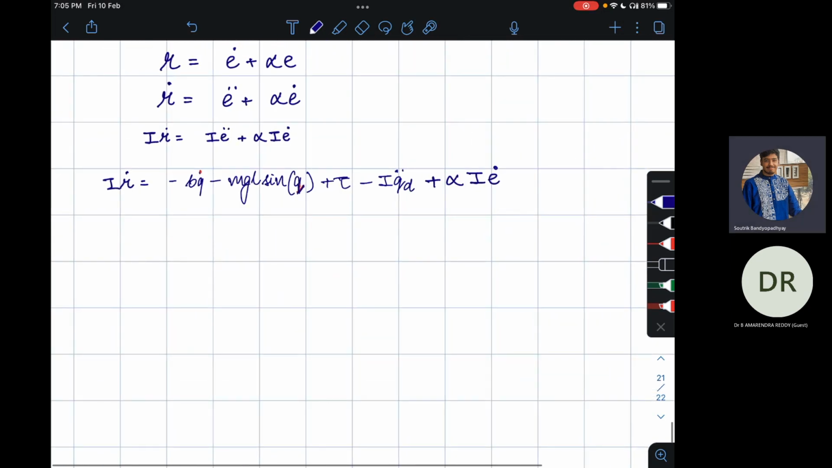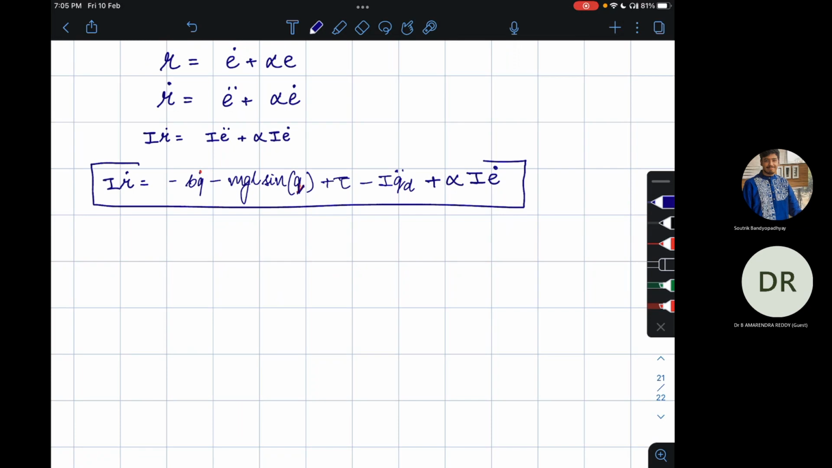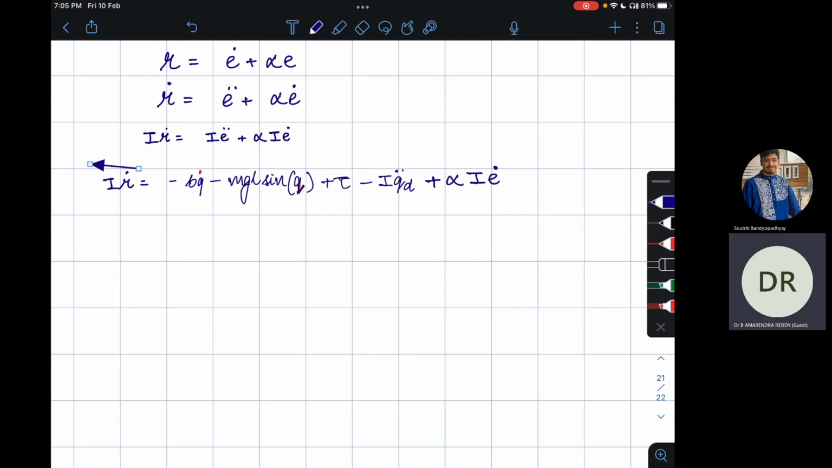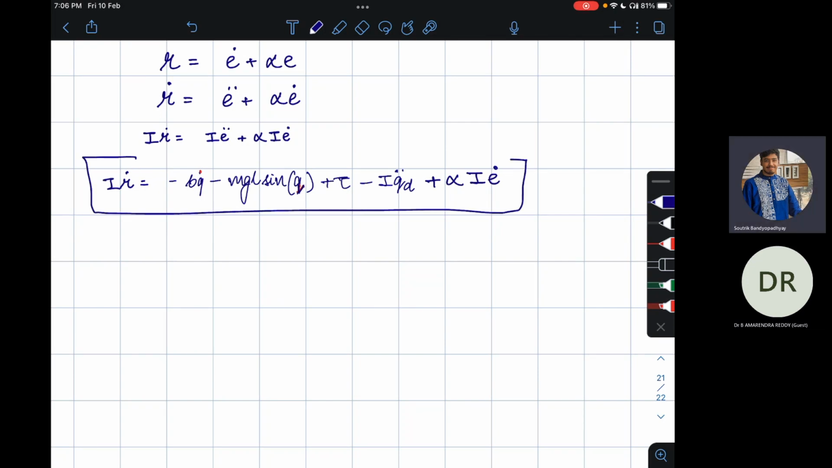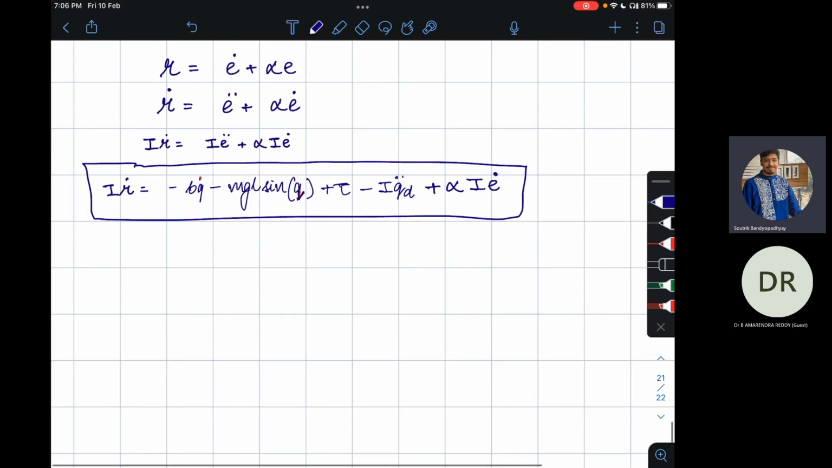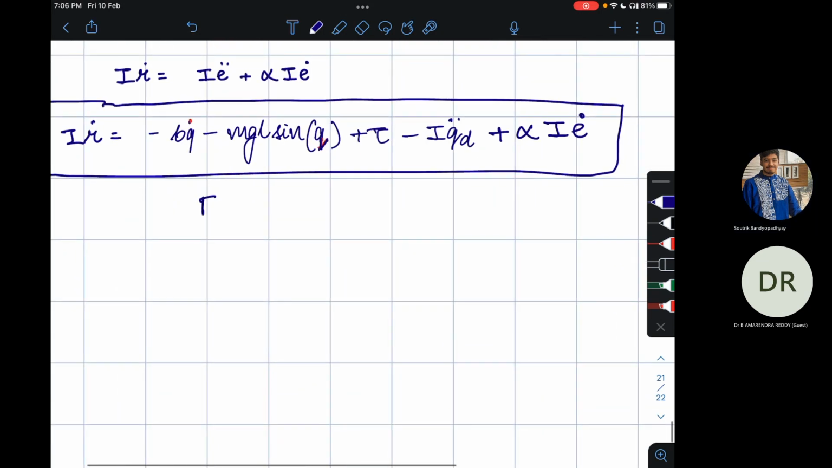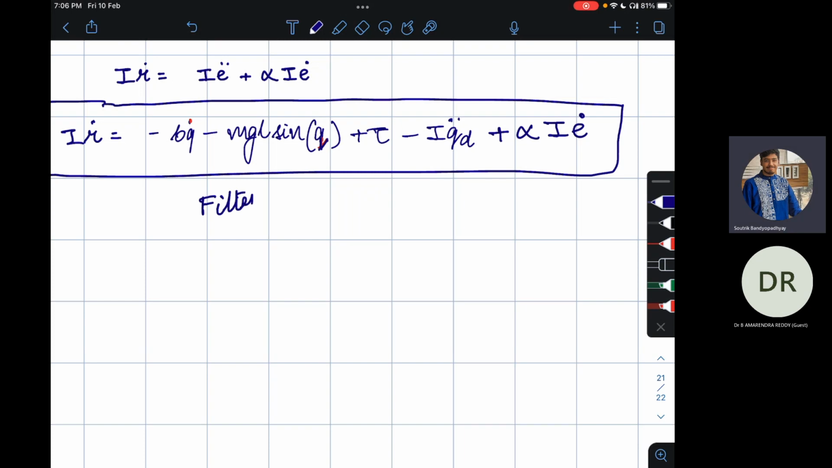So up till here, is it okay? Yes, sir. So up till here, is it okay, right? So this is the filter tracking error dynamics.